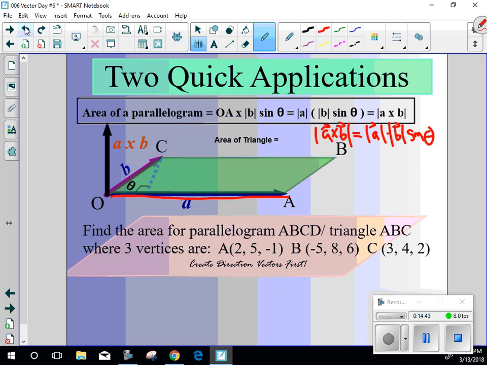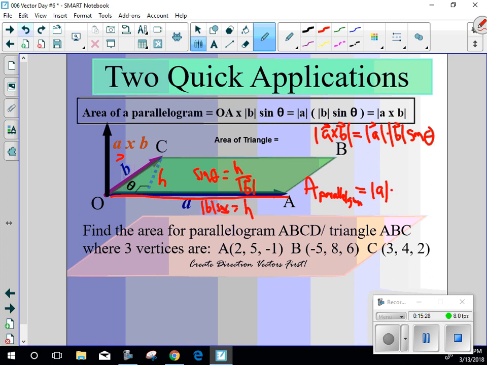Now, we can find the area of this in a kind of neat way. If you knew the magnitude of A, we want to find the area of the parallelogram. That's what we want to find. Well, to find the height, what's the sine of theta? If this is b, and this is the height, what's the sine of theta? Opposite over what? Hypotenuse. Isn't that just h over the magnitude of b? Right? So wouldn't h be magnitude of b times the sine of theta?